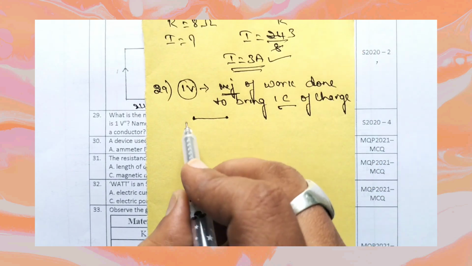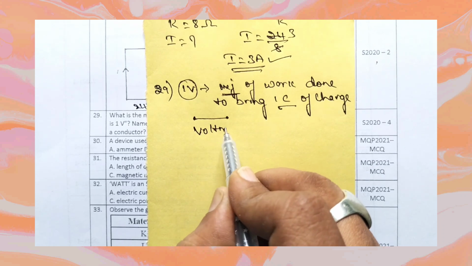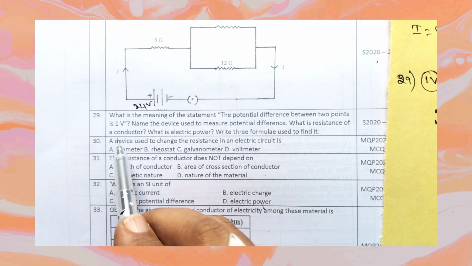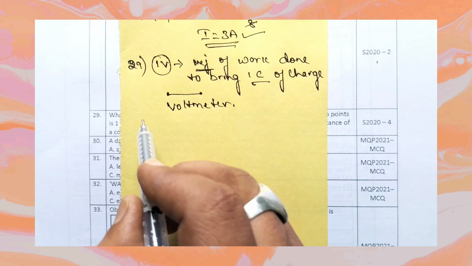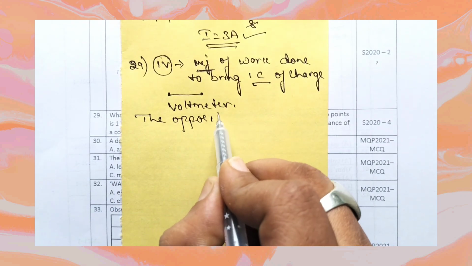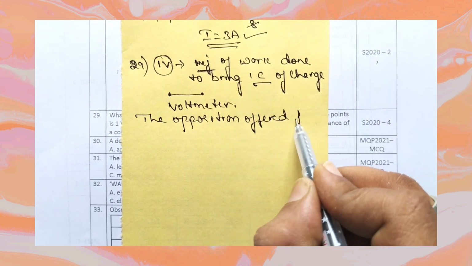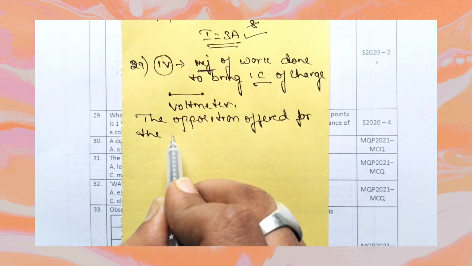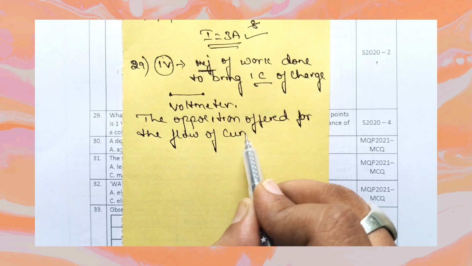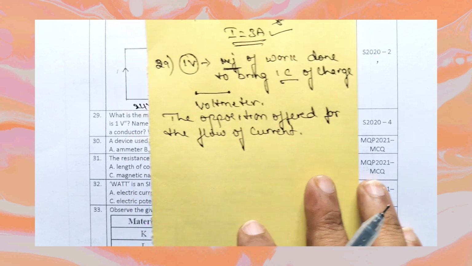Potential difference is measured by using an instrument or a device called a voltmeter. Next, what is the resistance of a conductor? The resistance of a conductor is defined as the opposition offered for the flow of current. The opposition offered for the flow of current is called resistance.